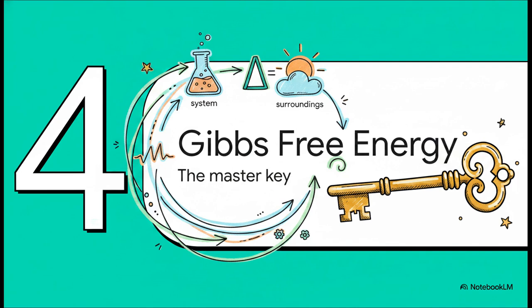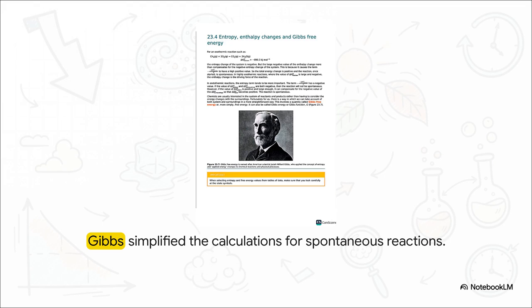All right, section 4, Gibbs free energy, the master key. Meet the American scientist Josiah Willard Gibbs. He took these really complex concepts of entropy and energy and applied them to physical processes and chemical reactions. Before Gibbs came along, figuring out if a reaction would happen was honestly pretty tedious. You constantly had to calculate the surroundings' entropy using the reaction's heat output. But Gibbs gave chemists a straightforward way to predict feasibility using a brand new quantity, free energy. This meant we wouldn't have to manually calculate the surroundings every single time, a real game changer.